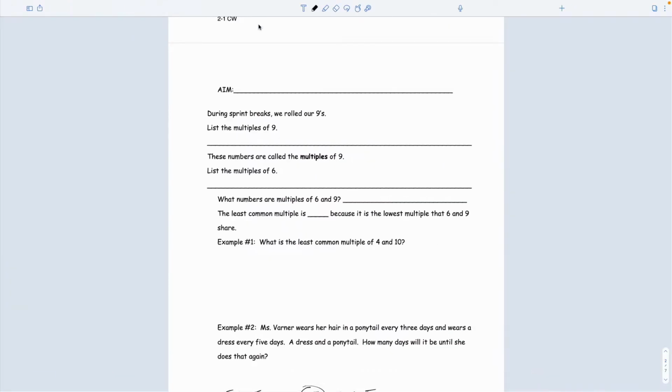Cool. Today's aim is something you learned in fifth grade. For some of us, we may get into the first example and think, man, this is extremely boring and really easy. We are doing this because it is really, really important for Friday's lesson. The least common multiple is our focus today.